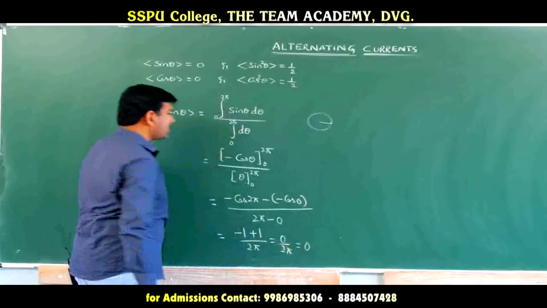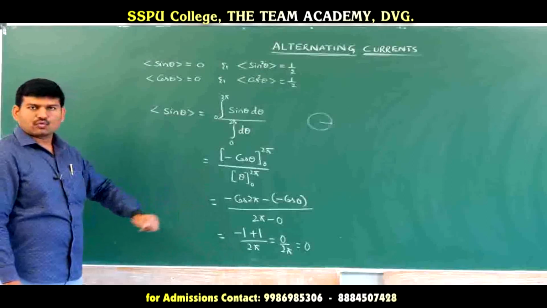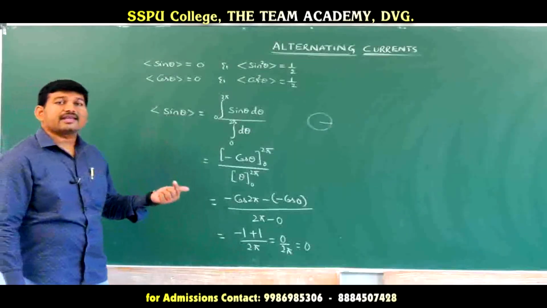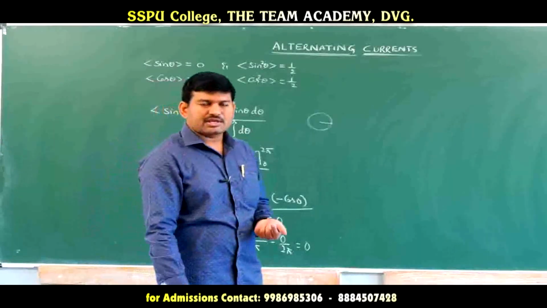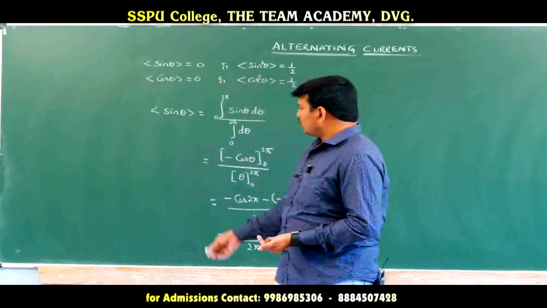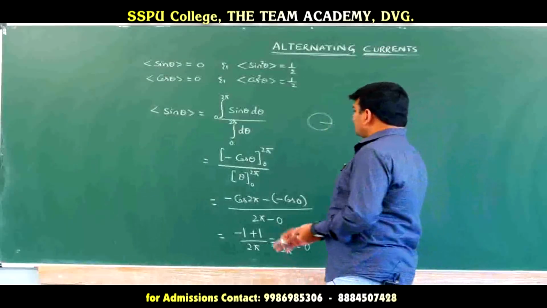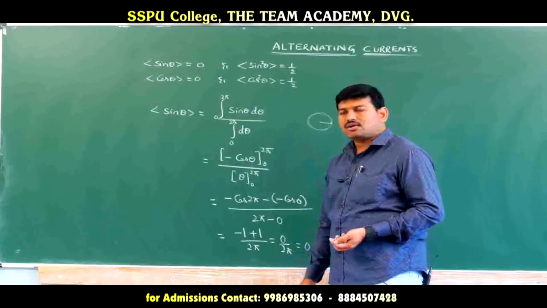This is how I can say that the average value of sine theta over the full cycle is equal to 0. Here theta can take any value. Theta is the argument, and in that argument I can take omega t or whatever else. So we will be getting the same answer over full cycles. Is it clear? In a similar way you can carry out the same with cos theta also.